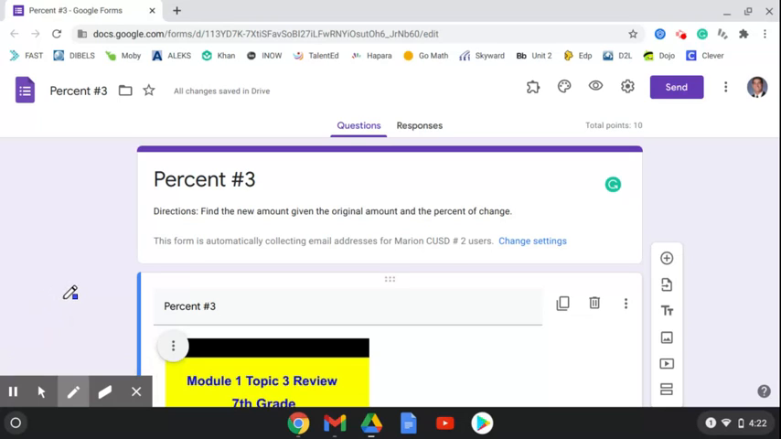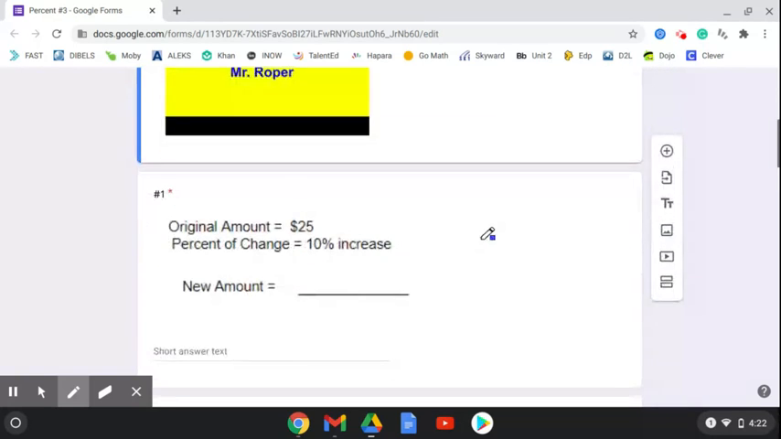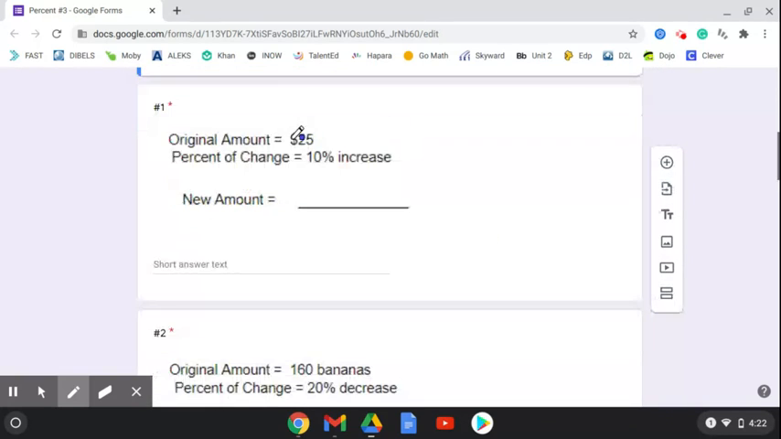Okay, I'm here in percent number 3, Google form. We're going to find the new amount given the original amount and the percent of change. So number 1, our original amount is $25 and the percent of change is a 10% increase. And so we're asked, what is the new amount? There's 2 ways I'm going to show you how to do this.